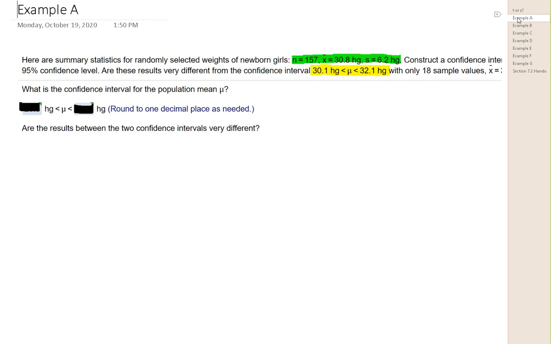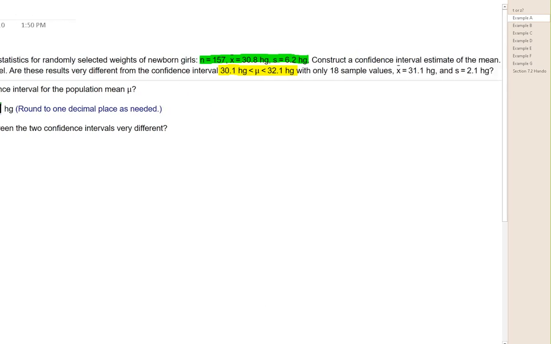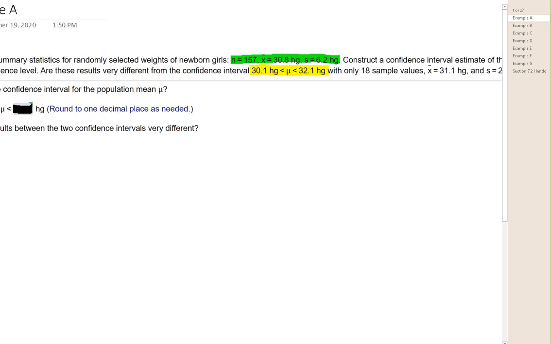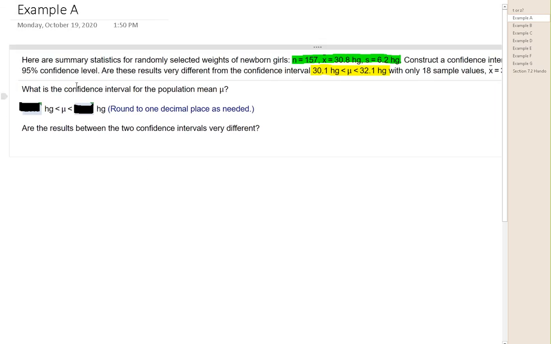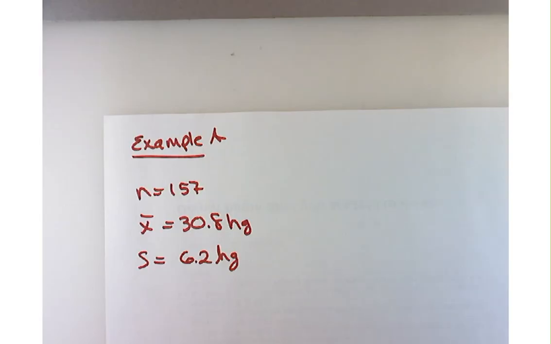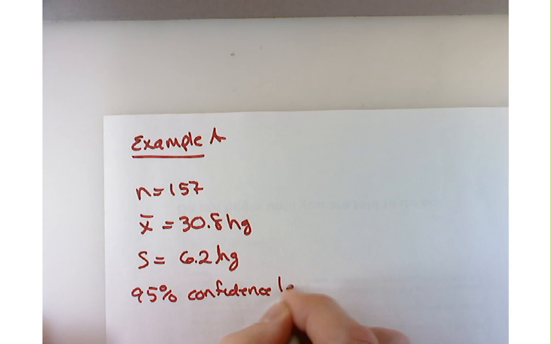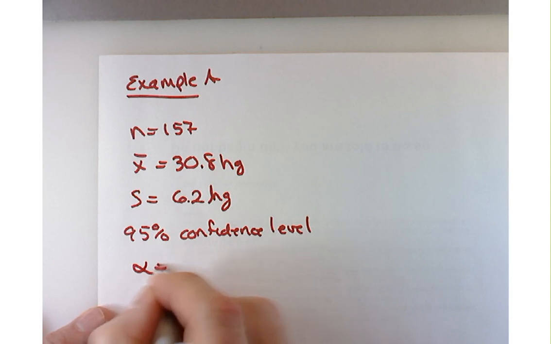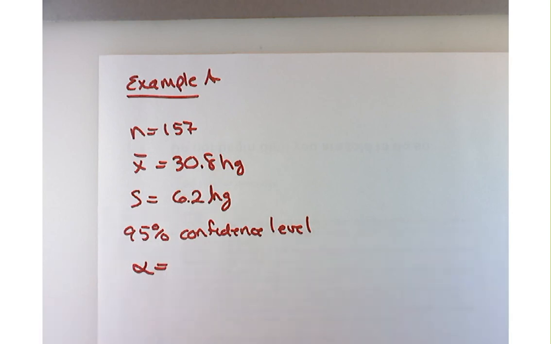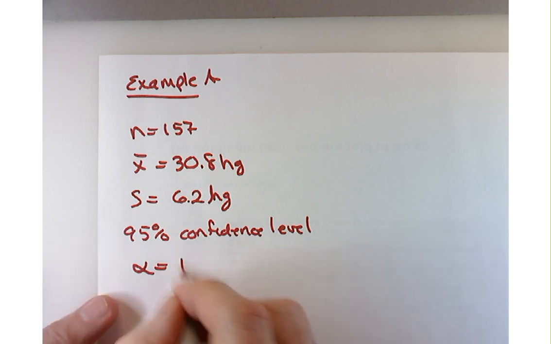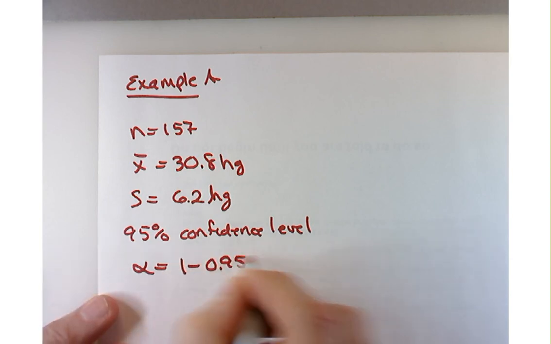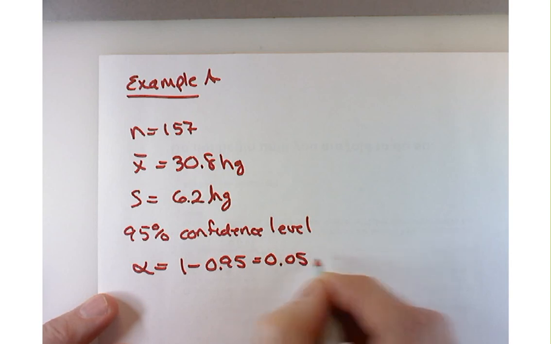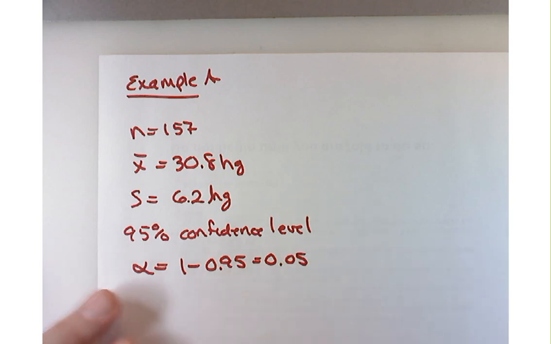And it asks us to construct a confidence interval estimate. It says use a 95% confidence level. So I'll write that down as well, 95% confidence level. Does anyone remember what value that would give for alpha? Yeah, it's going to be 1 minus 0.95, or 0.05, or 5%. Whatever works for you.